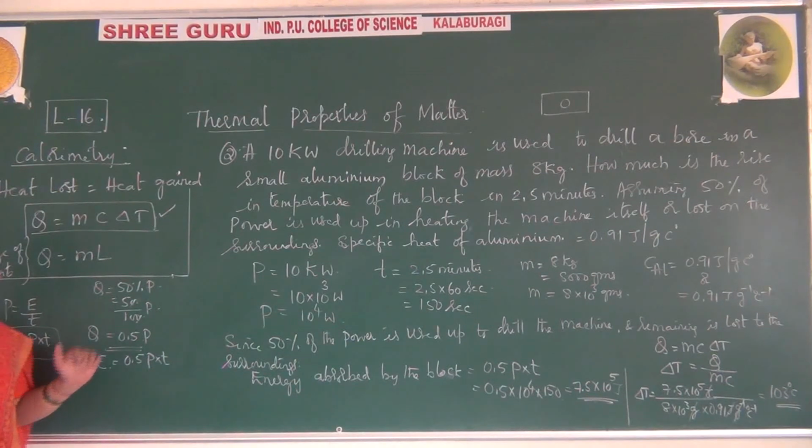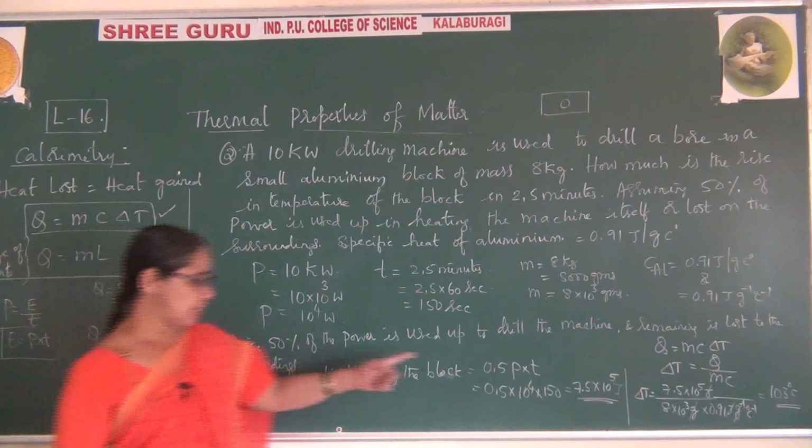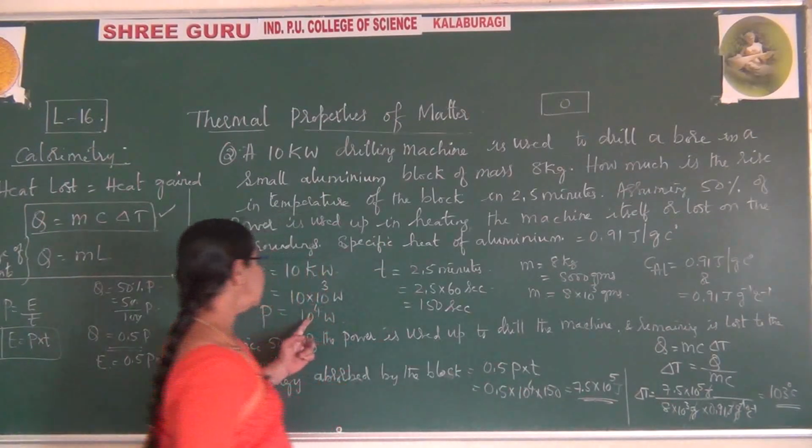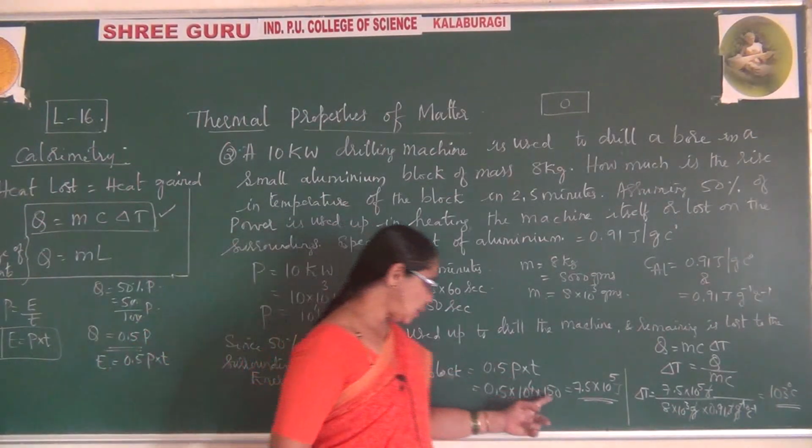Now they are asking in terms of power. You know power P is equal to E by T, therefore E is equal to P into T. Now this can be written in terms of energy as 0.5 P into T. Hope you understood this one. So energy is represented using power as 0.5 P into T. Now in this formula, 0.5 P is 10 raised to 4 and the time is 150 seconds.